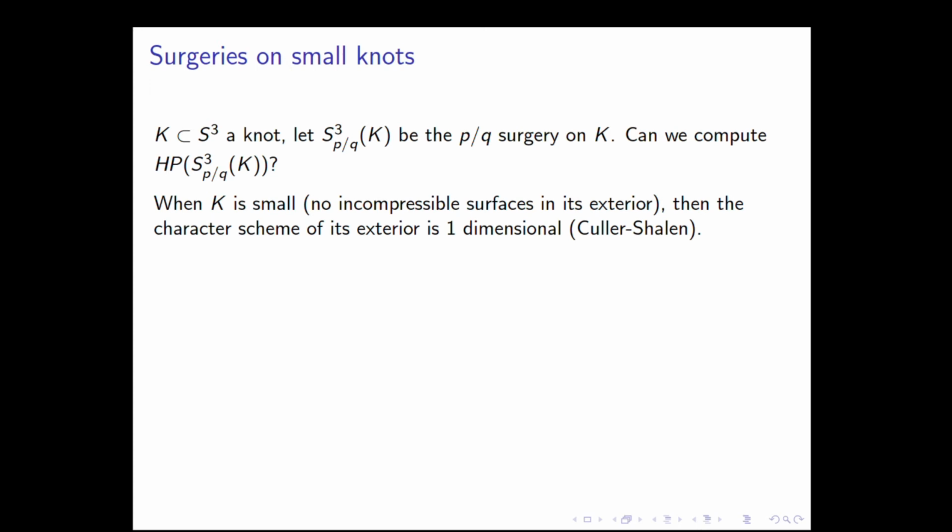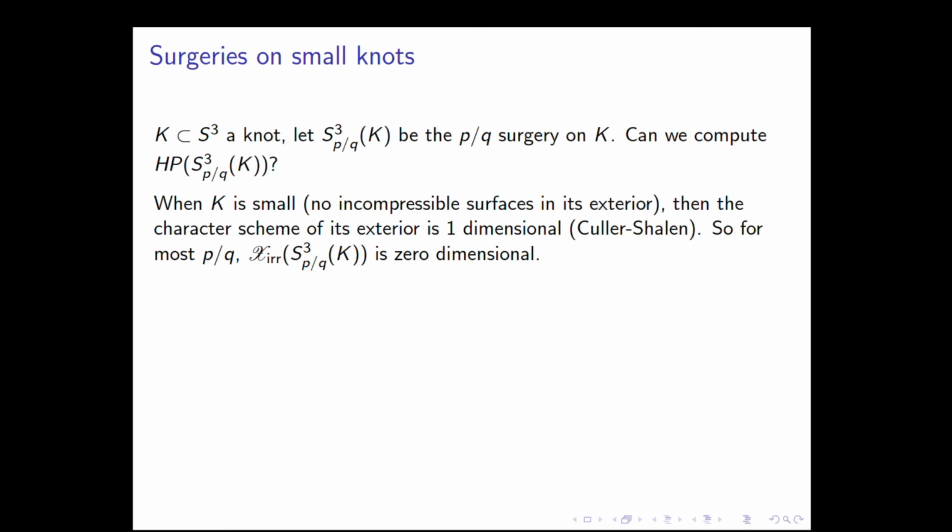The simplest class of knots for us will be small knots. Small knots are those which have no incompressible surfaces in their exteriors. In that case, it turns out that the character scheme of the knot is one-dimensional. This follows from Culler-Shalen theory. They did some of the earliest work in applying character varieties to low-dimensional topology. The main theorem they have is a way to associate incompressible surfaces in closed three-manifolds to ideal points of curves in the SL2C character schemes of those three-manifolds. And that result quickly implies the statement I've given here.